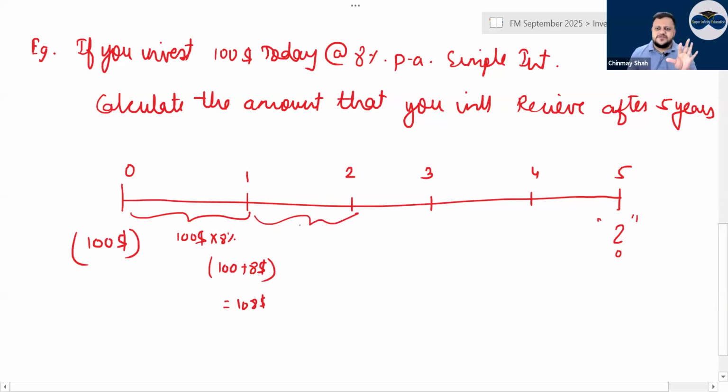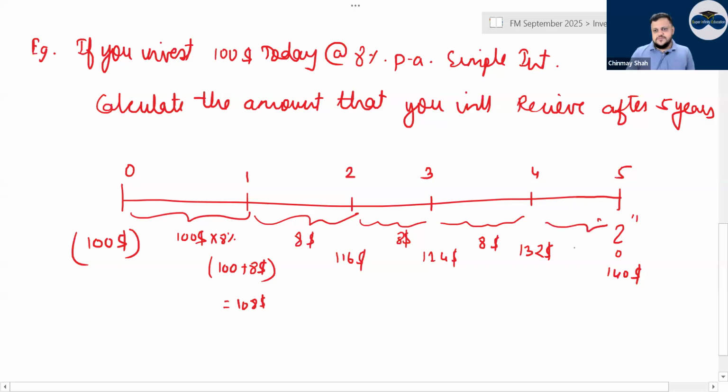Then second year also, will I receive 8% every year? That is 8% of 100, because it is the simple interest method. So I will receive $8 only every year. At the end of second year, how much would I have received? $116. Third year, $124. Fourth year, $132. Last year, $140. Every year $8 is added. Can you do this every time?